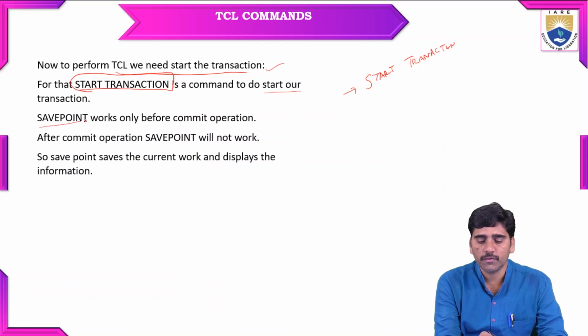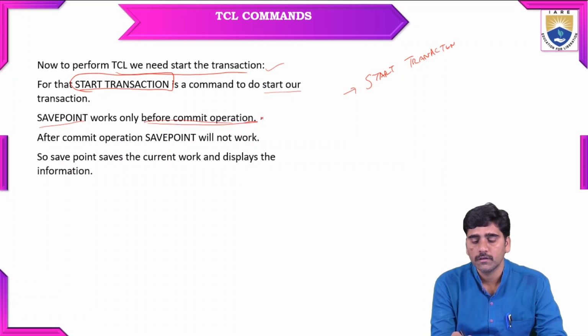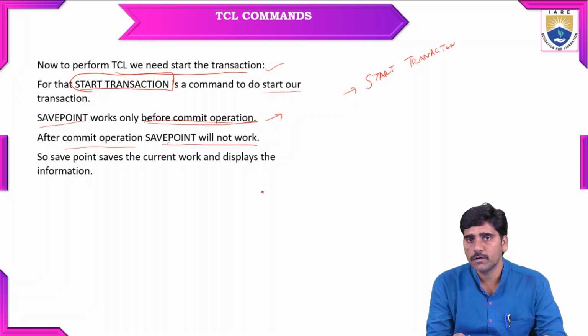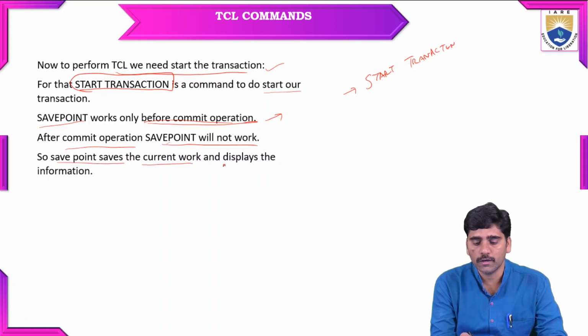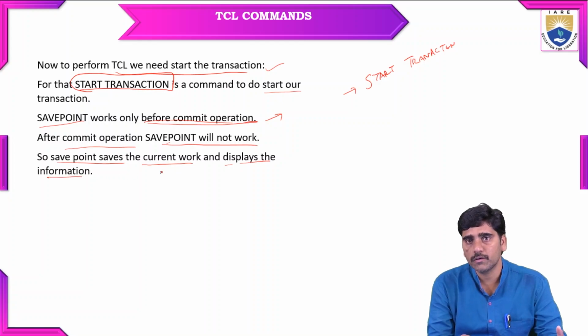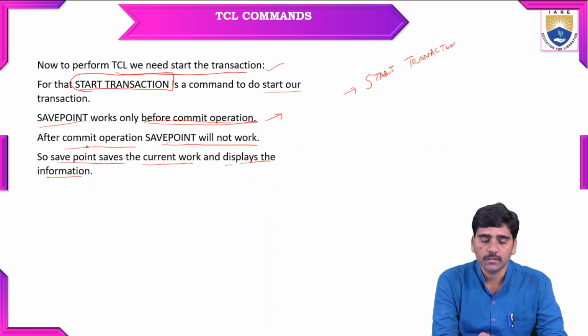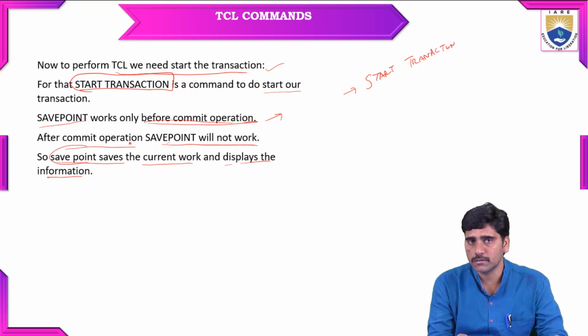And here, after performing the transaction, the save point works only before the commit operation. After the commit operation, the save point will not work. So what is the function of save point? Whenever you create a save point for the transaction, it saves the current work temporarily and displays the information.